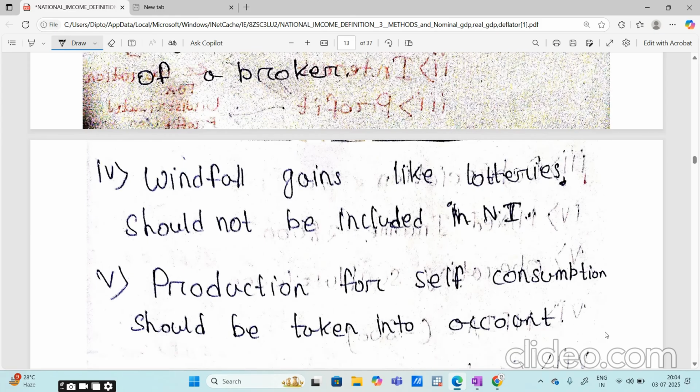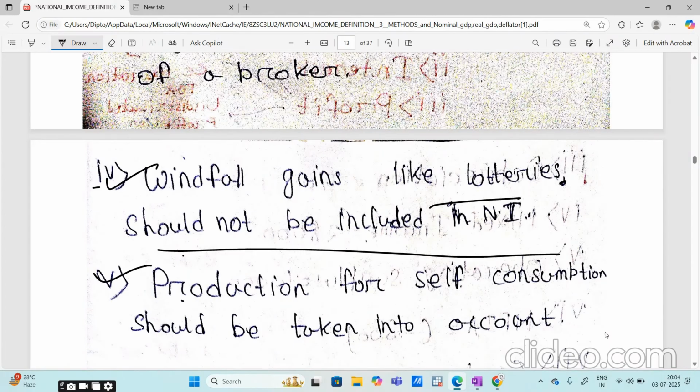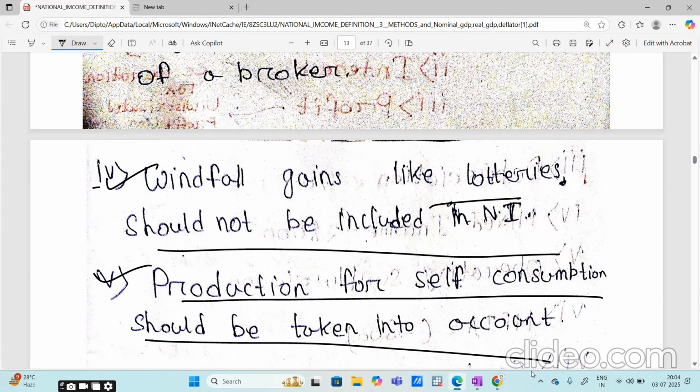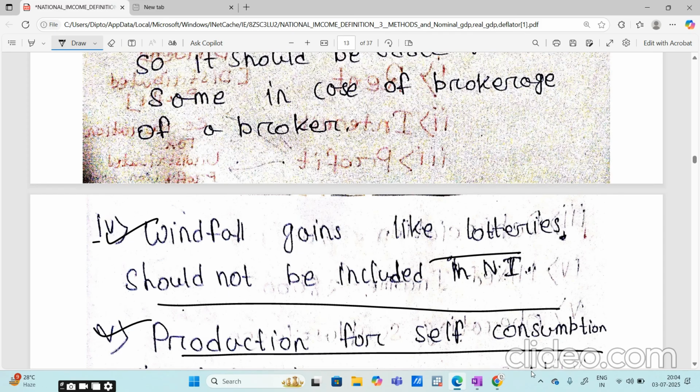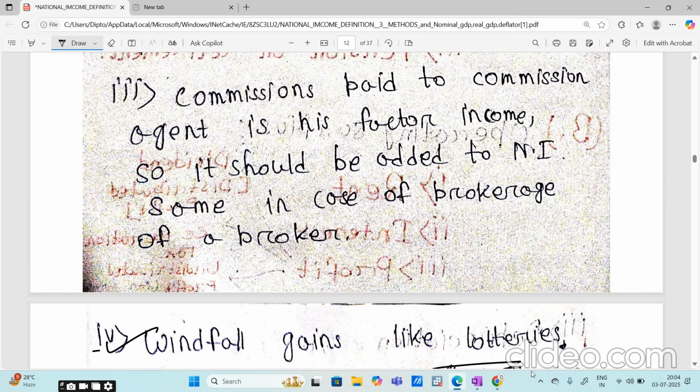Whenever we are measuring the national income with the help of the income method, there are some precautions that we have to keep in mind. Windfall gains like lotteries should not be included in national income. Production for self consumption: suppose I am farming and producing paddy and consuming it as rice by myself, and my family is consuming it. In that case, the value of that paddy will not be added in the national income, because there is no market transaction happening for that product.